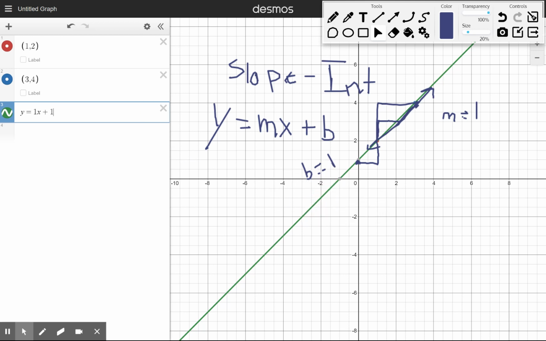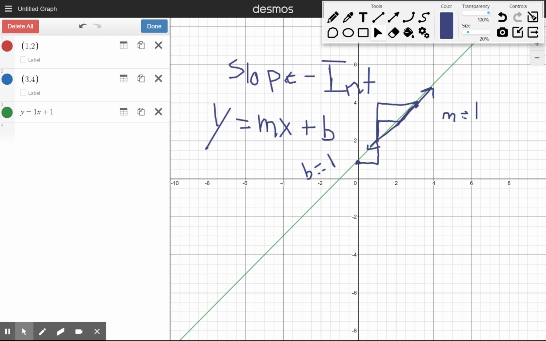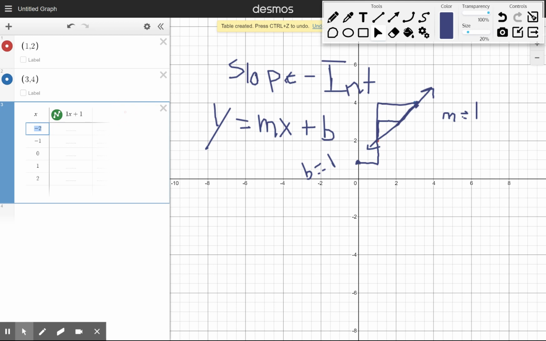Okay, now there is a nice way to organize some of those points, and that is by looking at a table of values. So here I've clicked on the little table icon, and you can see a table of x and y, which was x plus 1 in Desmos.